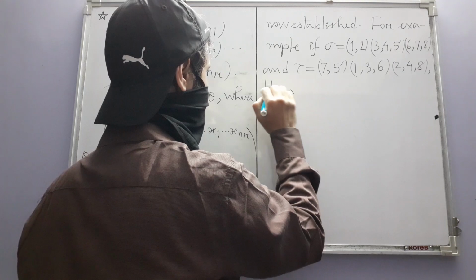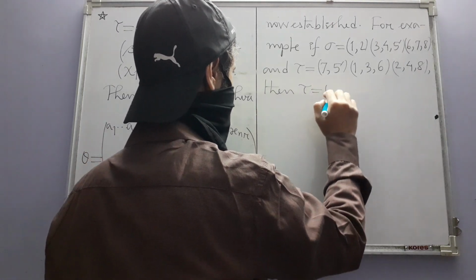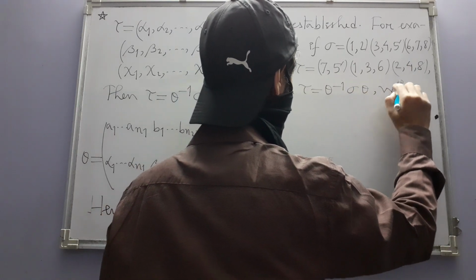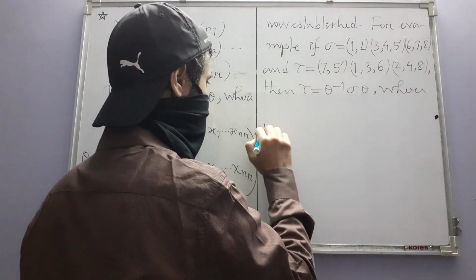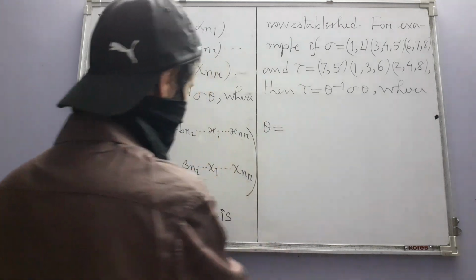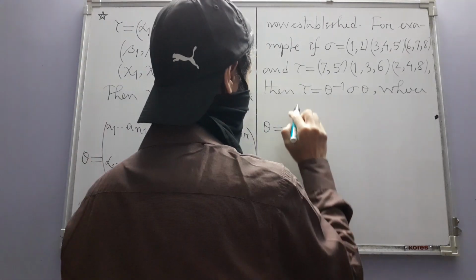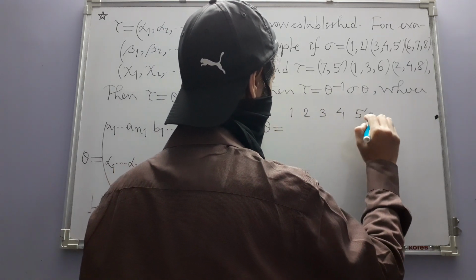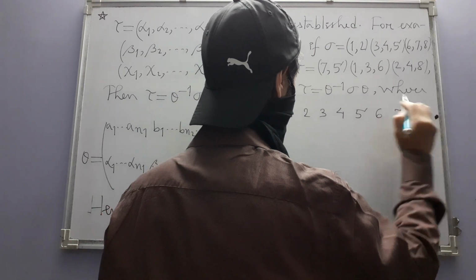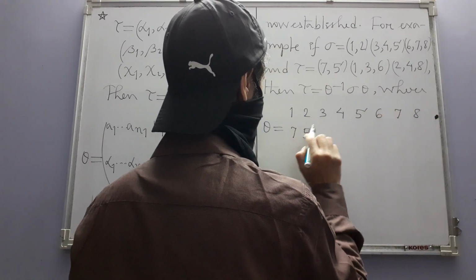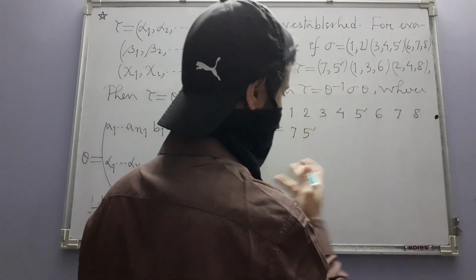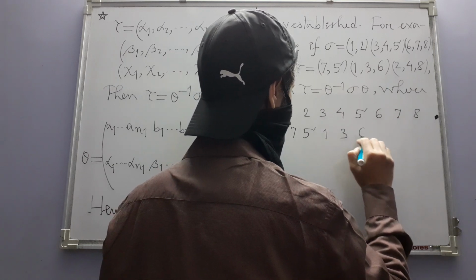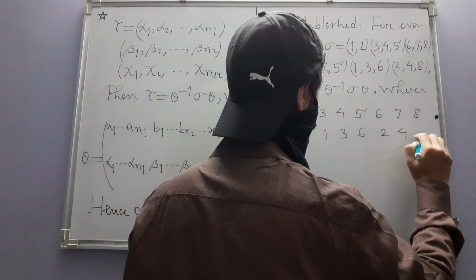Then tau is theta inverse sigma theta, where now just like this theta you can write this concrete theta as well. It's very easy, you just write the things as they appear: 7, 5, 1, 3, 6, 2, 4, 8.